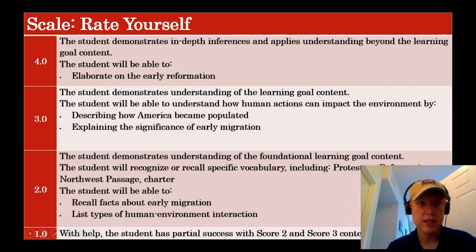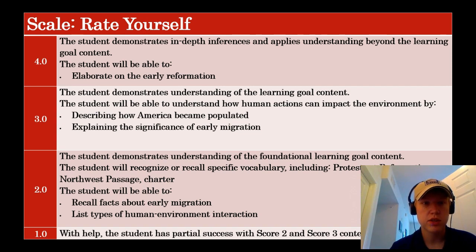Level 2, it says the student demonstrates understanding of the foundational learning goal content. The student will recognize or recall specific vocabulary, including Protestant Reformation, Northwest Passage, or Charter. So the first part of this is saying that you know what the definitions of these words are. So you know what the Protestant Reformation is, you know what the Northwest Passage is, and you know what a charter is. Those are three words for the first part of that.